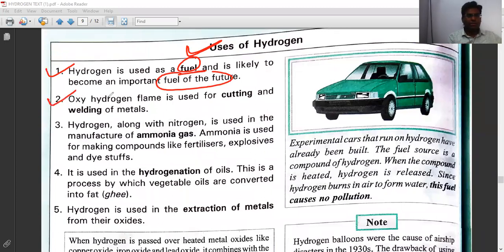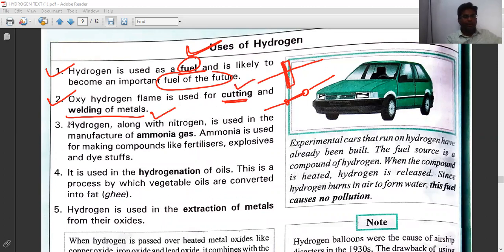Next point is oxy-hydrogen flame is used for the cutting and welding of metal. Suppose you want to cut the metal, we use oxy-hydrogen to cut it. Or to join any two metals or parts of the metal, we also use oxy-hydrogen flame, right? So that is called welding, and the cutting part is called cutting. Joining part is called welding.